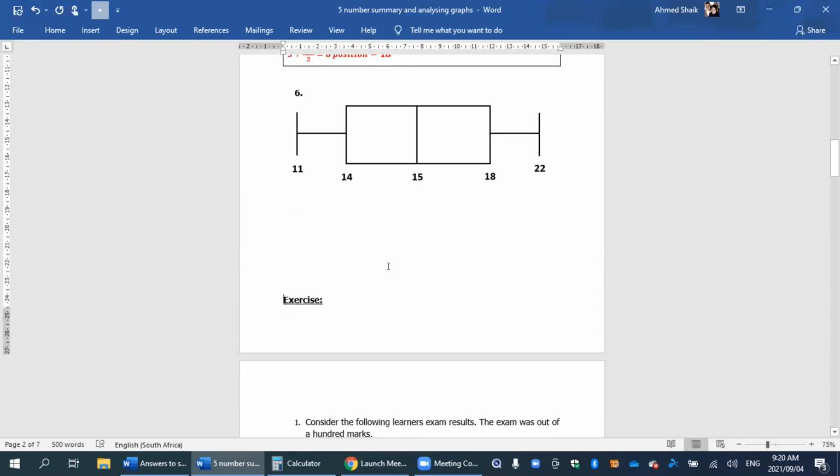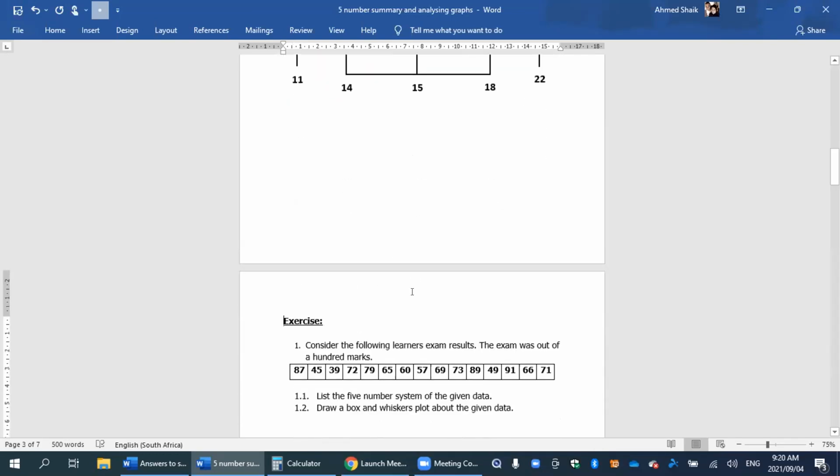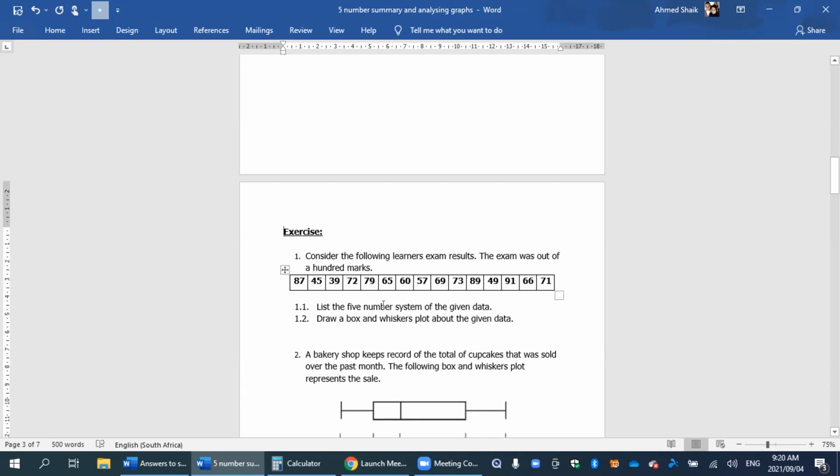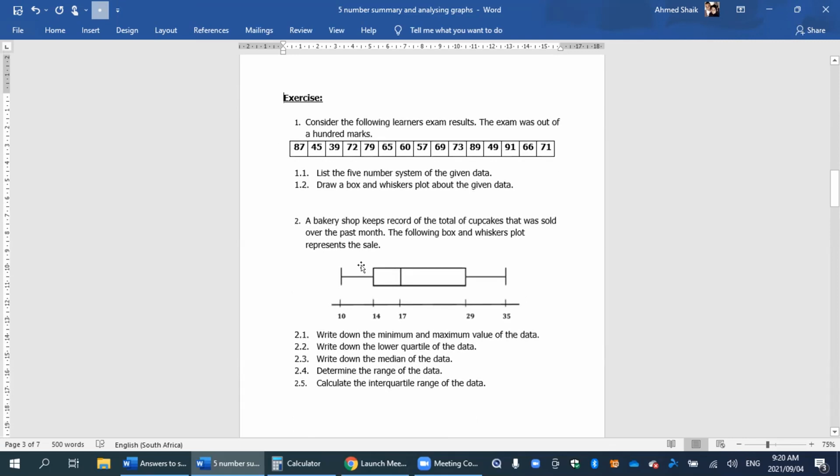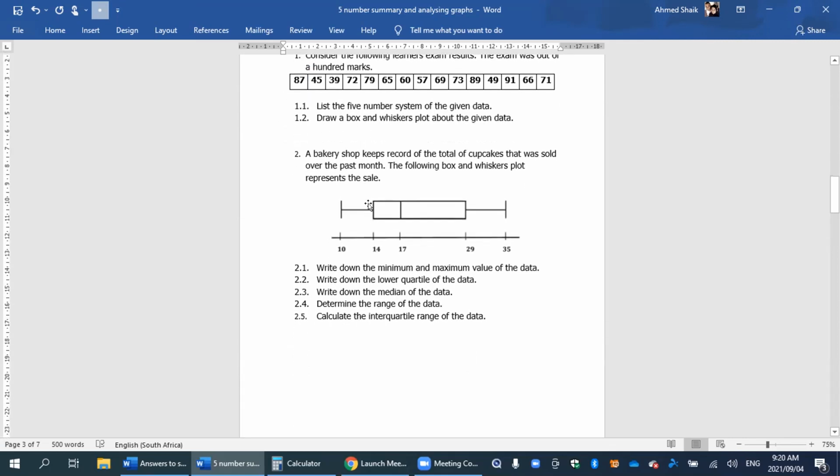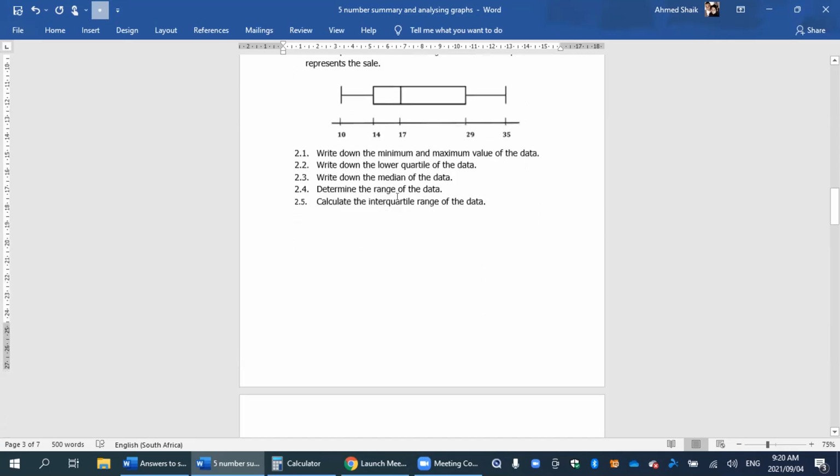Okay, so there is an exercise which I've added to this worksheet. You guys can try it and answer these questions. It would give you a better understanding of the box and whisker plot and the 5-number summary.